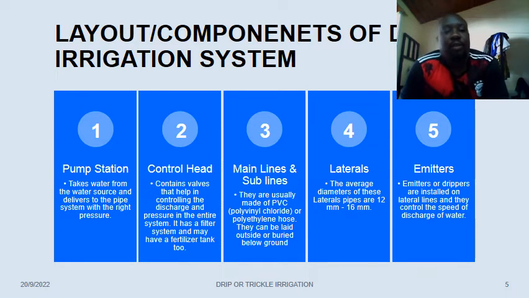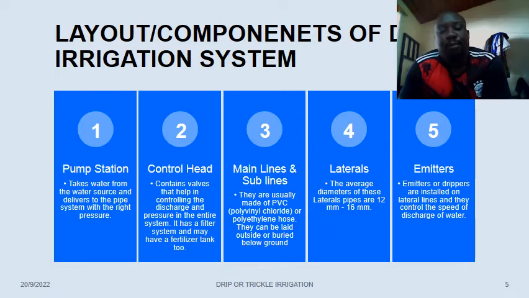So we look at the layout components of a drip irrigation system. The first one is the pump station, which takes water from the water source, in our case the well, and delivers it to the pipe system with the right pressure.